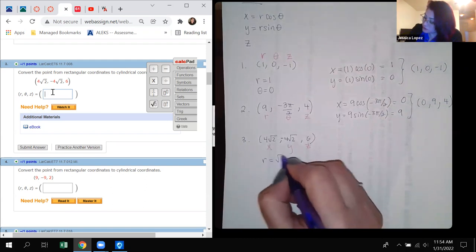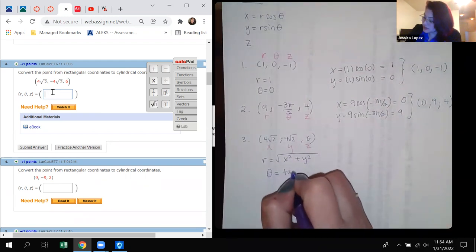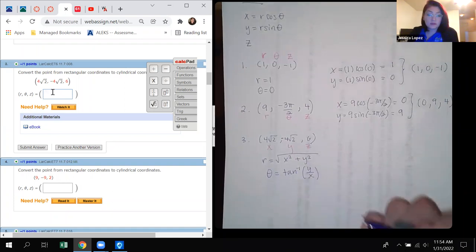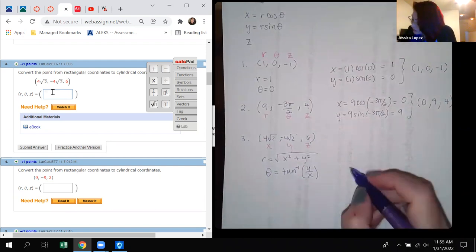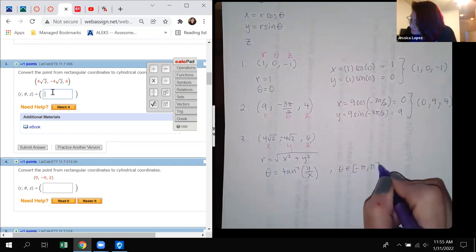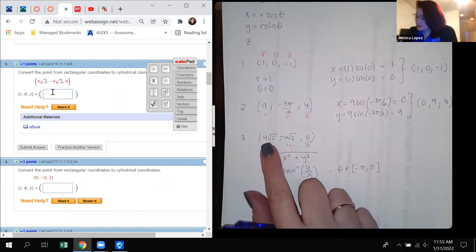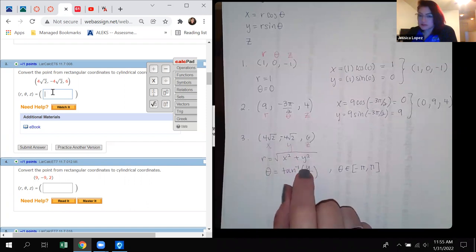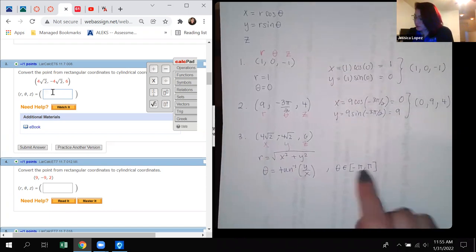R is found by doing the square root of x squared plus y squared. And theta is found by doing tan inverse of y over x, okay? And just making sure that your angle is in this function's domain. The domain is from negative pi to pi, right? So that means that your angle should be in negative pi to pi, okay? Basically in quadrant 1 or quadrant 2. Positive x, negative y, and positive z. Okay, I'm thinking of something else in a two-dimensional space, but we're in three-dimensional space.